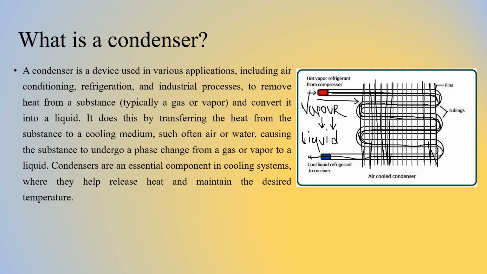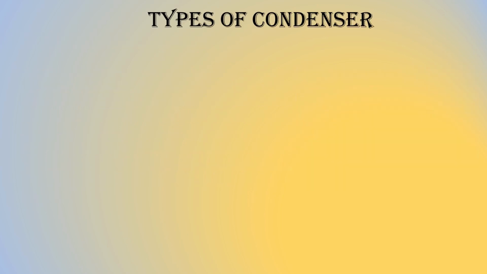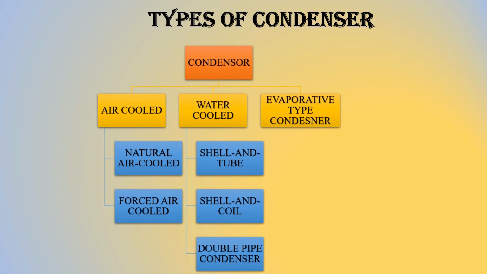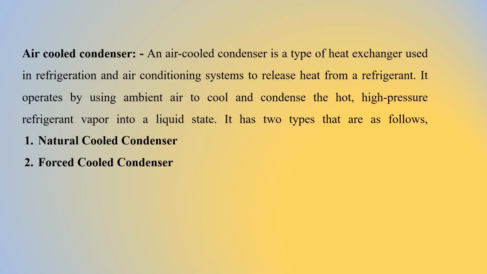So let's begin the types of condensers. In our syllabus, we have three types of condensers: air-cooled condensers, water-cooled condensers, and evaporative type condensers. Air-cooled condensers are natural air-cooled and forced air-cooled. In water-cooled condensers, there are shell and tube condenser, shell and coil condenser, and double pipe condensers. Now first of all, we will learn the air-cooled condenser and its types.